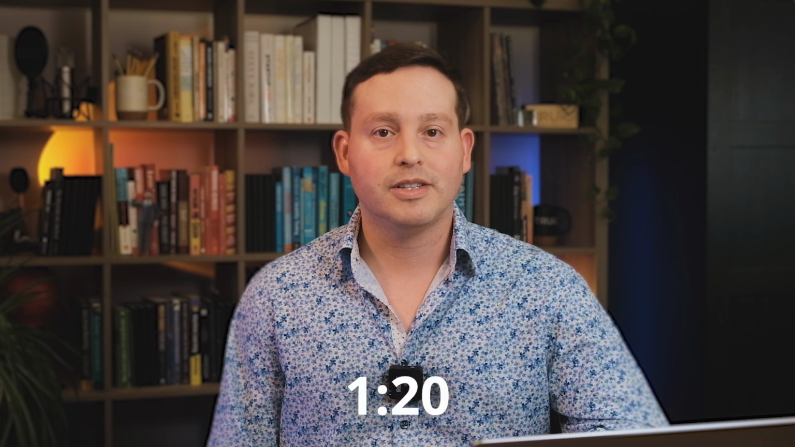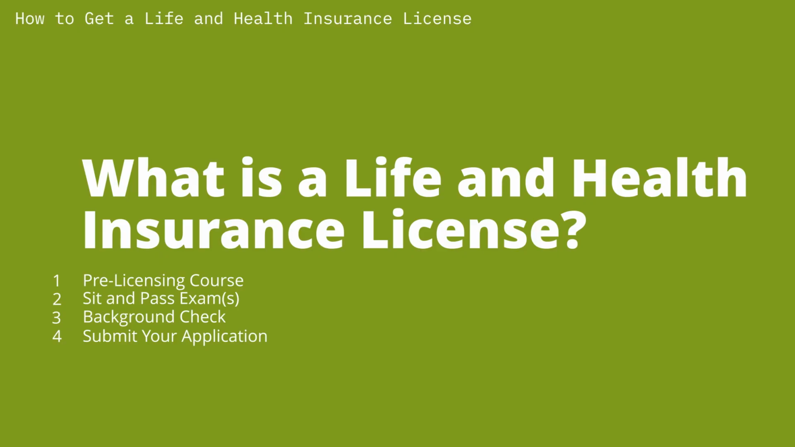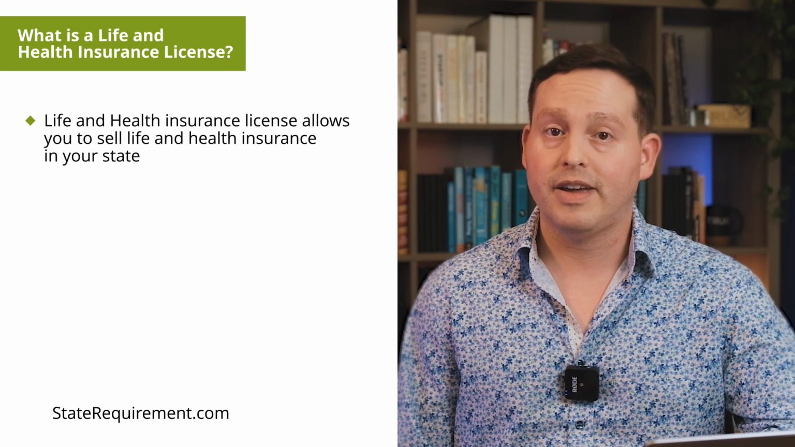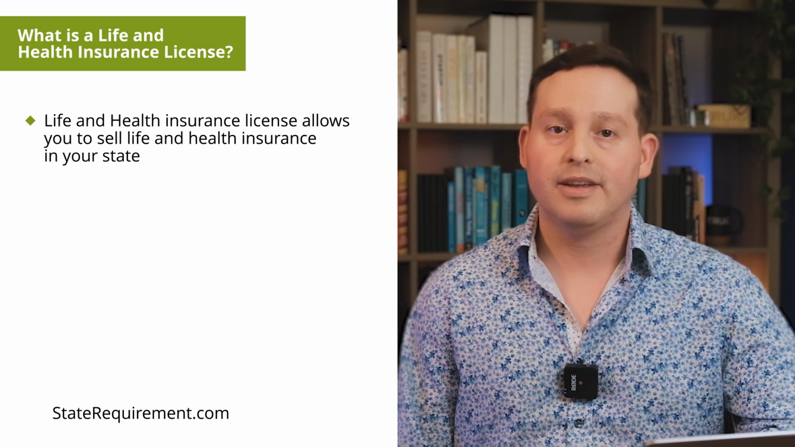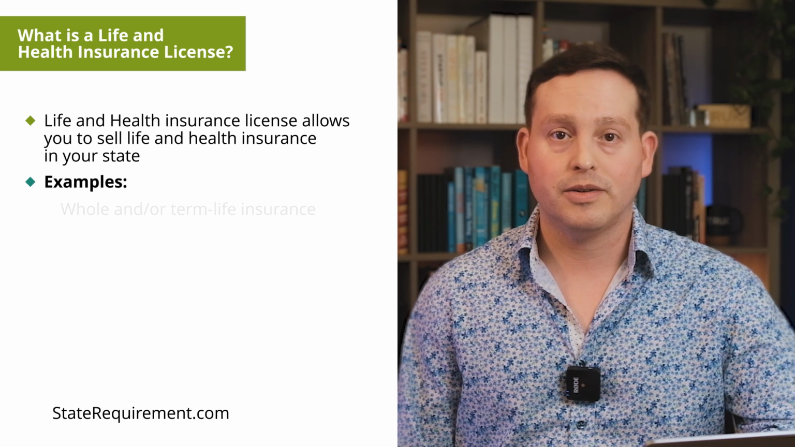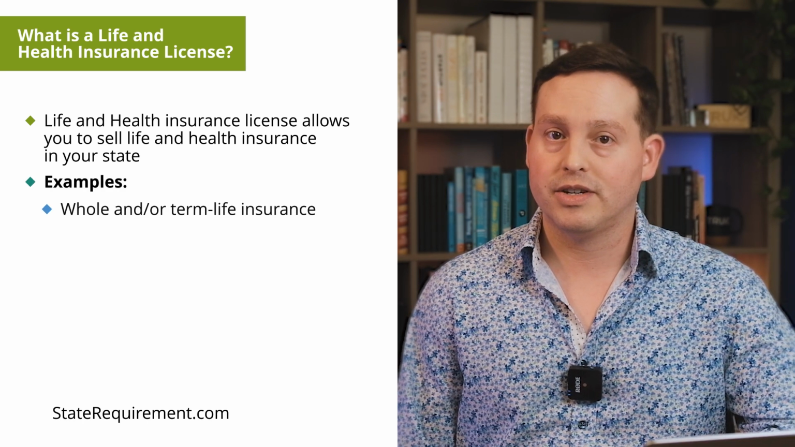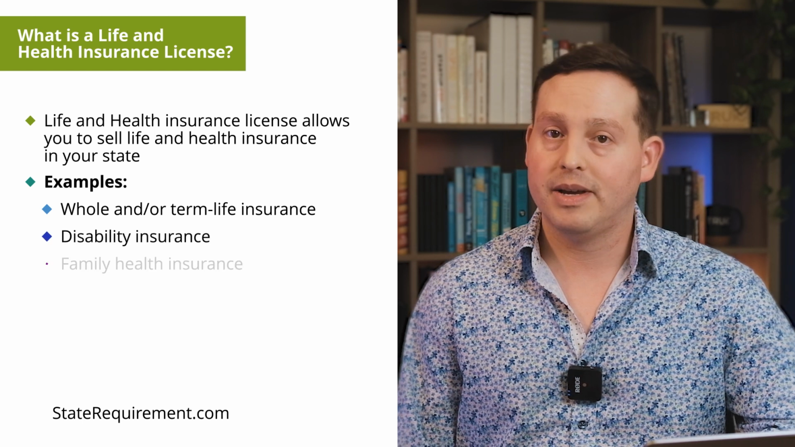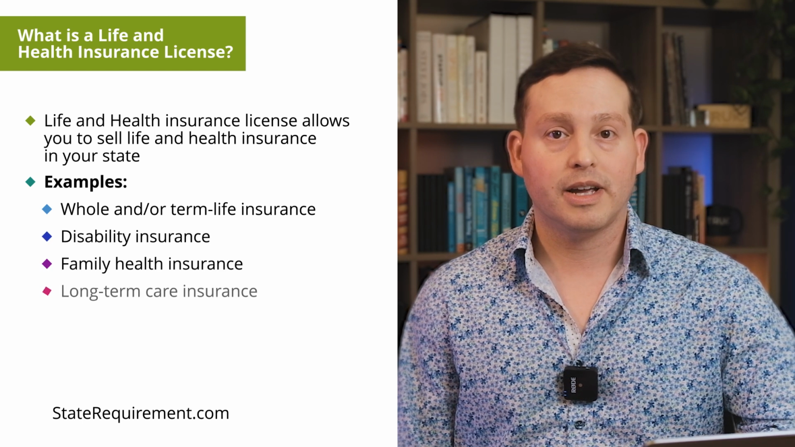However, if you're only interested in finding out how to obtain the license, you can skip to this time code to jump right in. What is a life and health insurance license? A life and health insurance license will allow you to sell both life and health insurance products within your state. Examples of such insurance policies include whole and/or term life insurance, disability insurance, family health insurance, long-term care insurance.